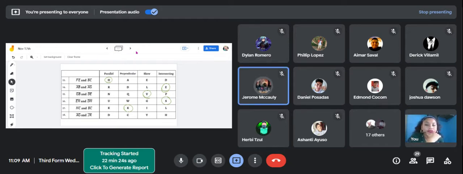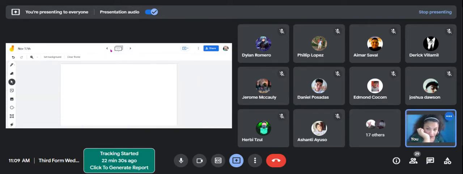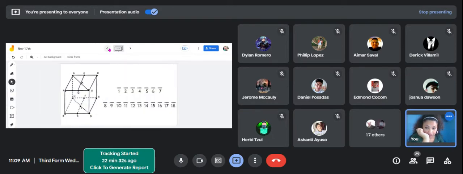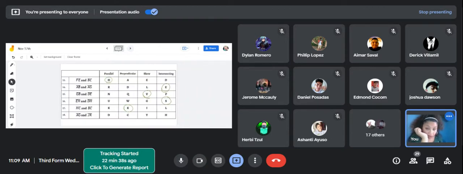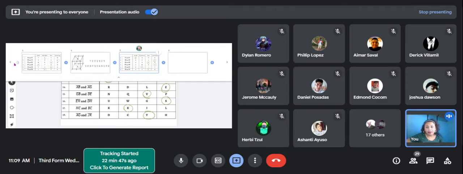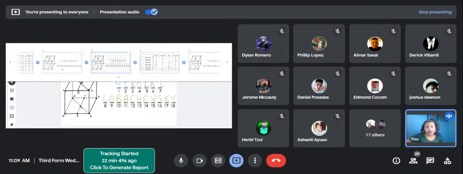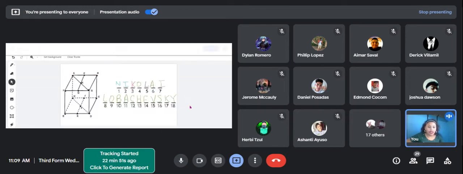Skew line, miss. It's a skew line. Yeah, it's a skew line. So it's gonna be Y. And then that is what you guys should have. Now, when it comes to completing the puzzle, this is what you guys should have.